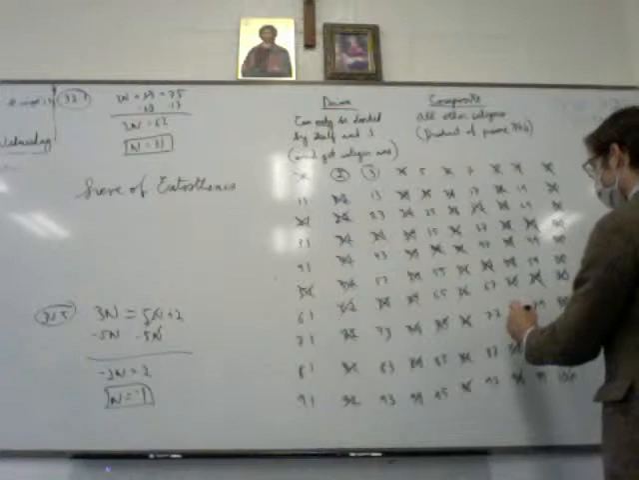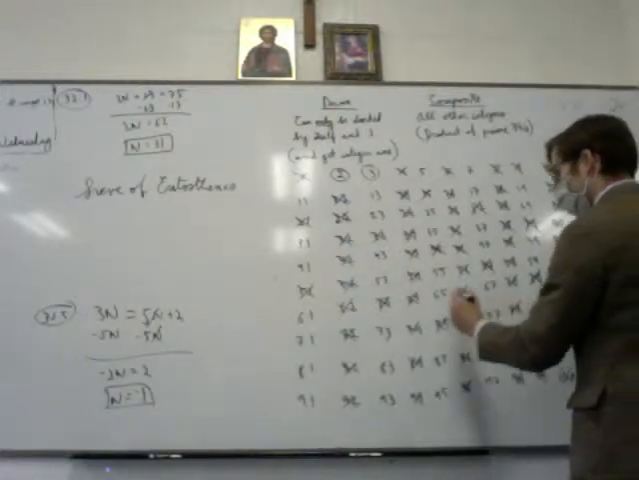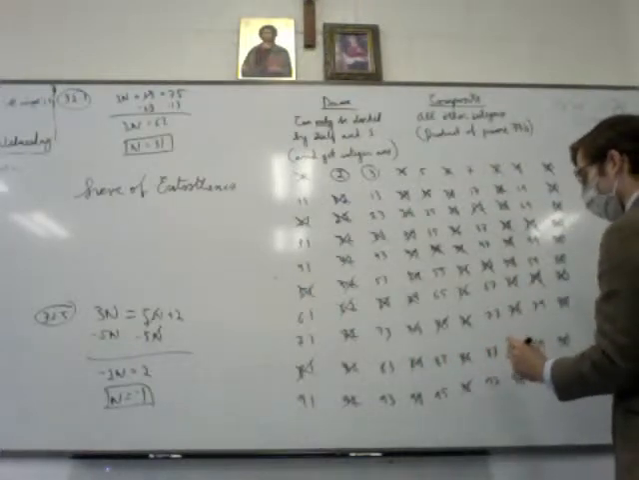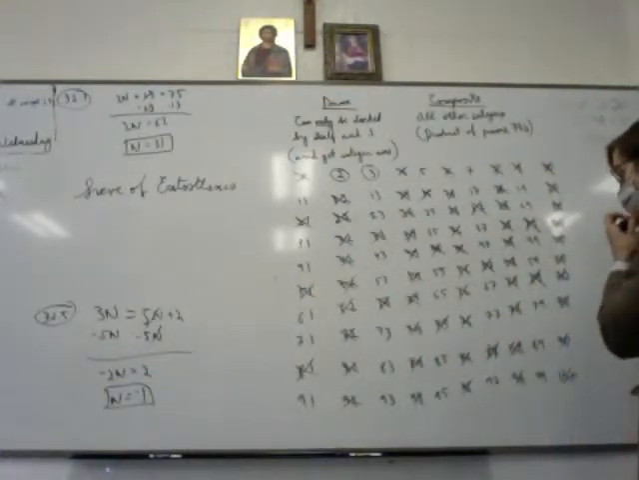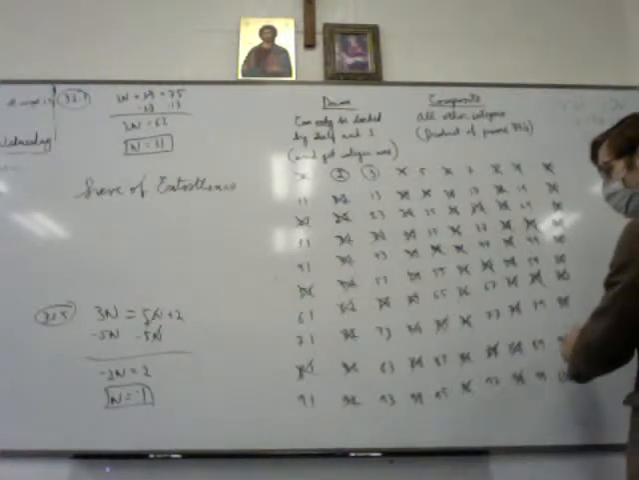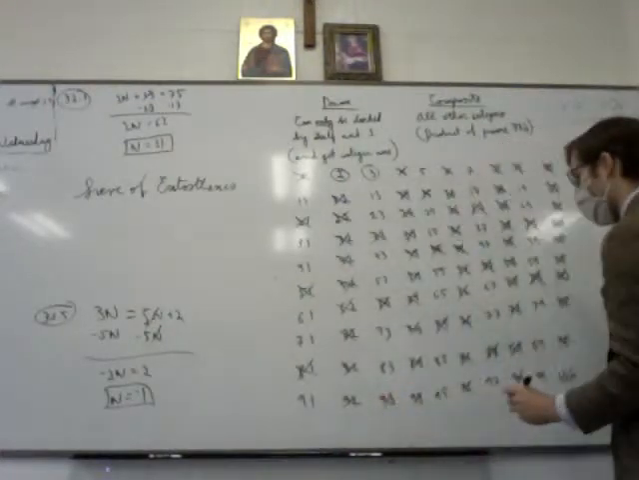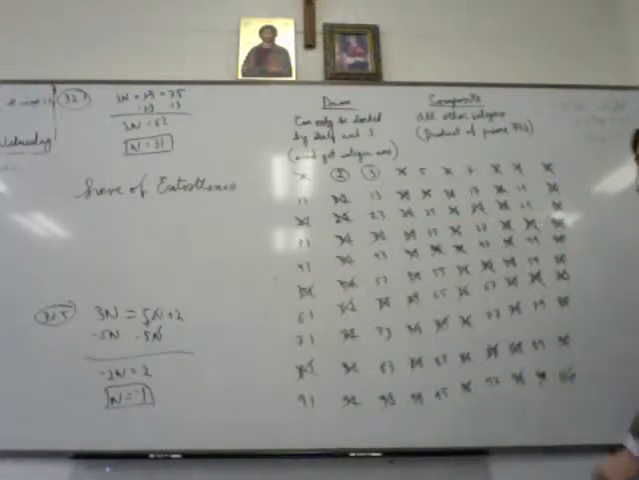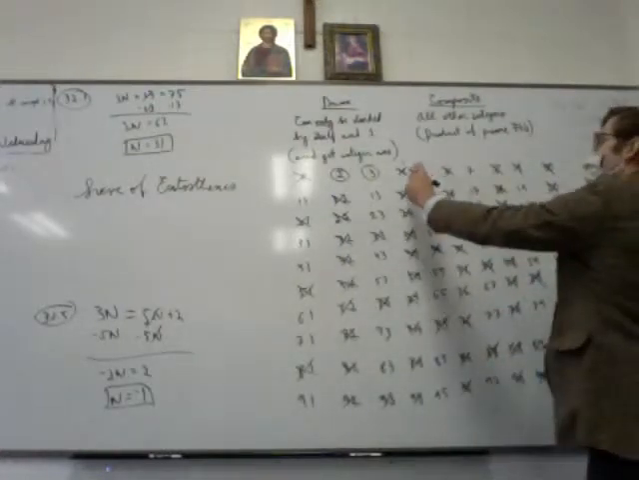78, 81, 84, 87, 90, 93, 96, 99. Okay, 4's already been crossed out. We know it's not prime.